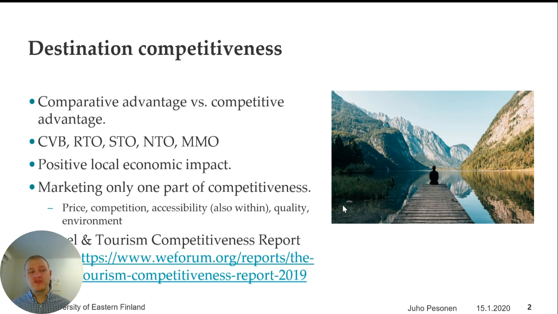And for example, the Travel and Tourism Competitiveness Report is a fantastic source for you to look at what national destination competitiveness is and what the different aspects of how that competitiveness is measured are, and how to increase the competitiveness of your national destination. So that is a good source that you should definitely take a look at.